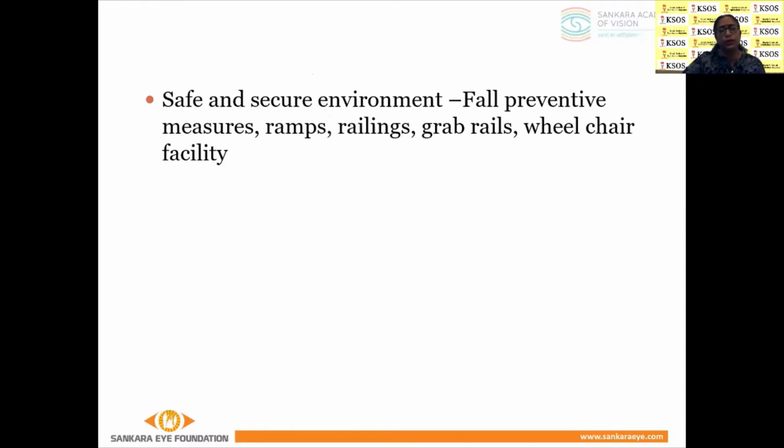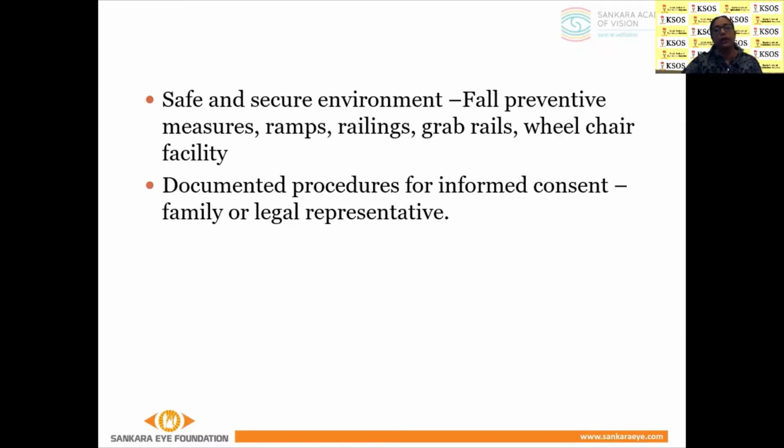So also there should be a safe and secure environment in the whole hospital. So fall preventive measures have to be there, ramps, railings, grab rails, and wheelchair facility should be available. And documented procedures for informed consent should be from a family or legal representative in case the disabled person is not able to give a consent.